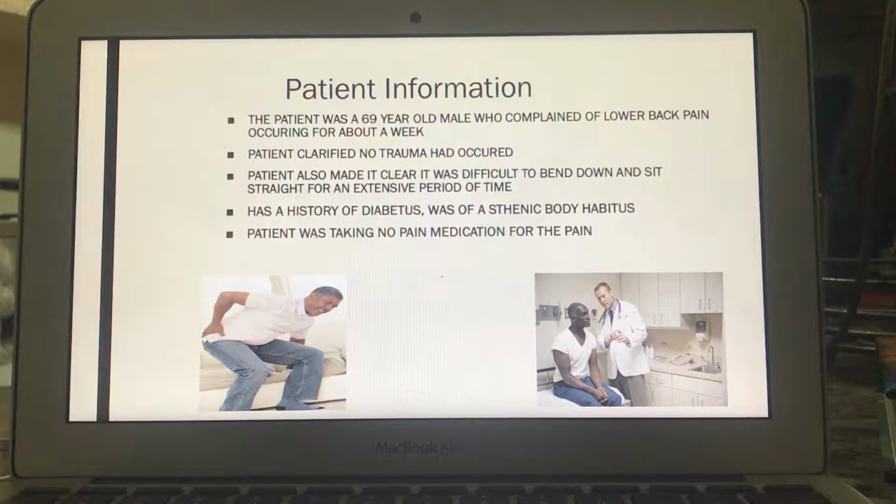The patient was a 69-year-old male who complained of lower back pain occurring for about a week. Patient clarified that no trauma had occurred, so this pain just came out of nowhere. The patient also made it clear that it was difficult for him to bend down and sit straight for an extensive period of time. We also verified that the patient has a history of diabetes and was of a stenic body habitus. And at the time, the patient was taking no medication for the pain of the lower back.